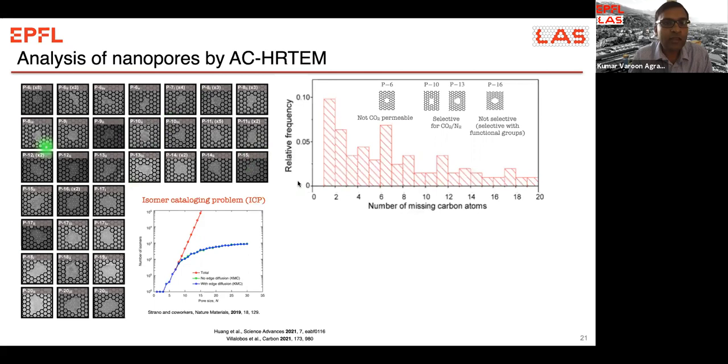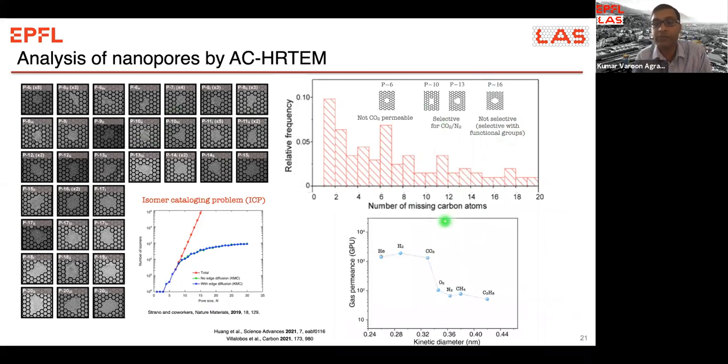If you combine all the isomers and plot the number of missing carbon atoms, what we saw is that most of the pores had less than 20 missing carbon atoms. What it means is that we had quite a few pores in this area which were selective for CO2 nitrogen, but we also had quite a few which we thought were not selective. But remember, there is no functional group here, but when we do ozone etching, there are functional groups. So this is why we believe this could still be very interesting for gas separation.